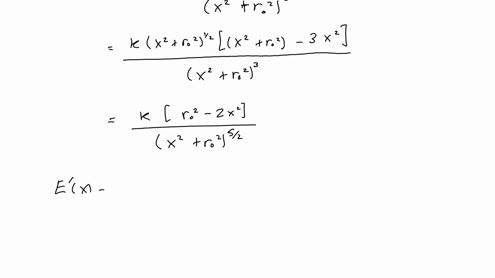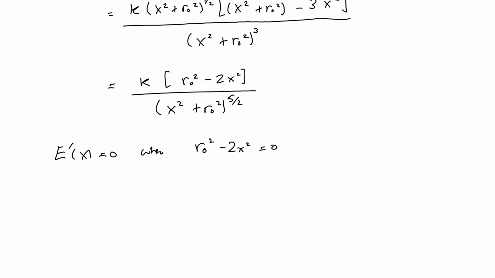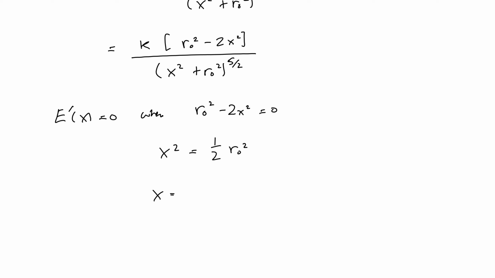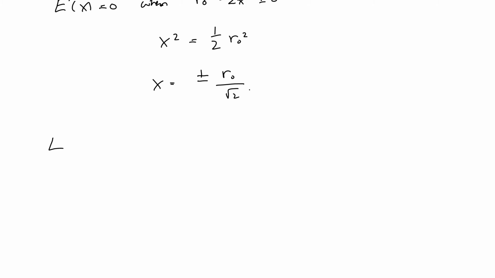So E prime of x is equal to 0 when the top is equal to 0, so when r0 squared minus 2x squared is equal to 0. That gives me x squared is equal to 1/2 r0 squared. So x is equal to plus or minus r0 over square root of 2. In this case, there's no reason that we would exclude the positive or the negative part of this. So those are both critical numbers. And we have to decide whether they give maximums or minimums. So let's take the second derivative.